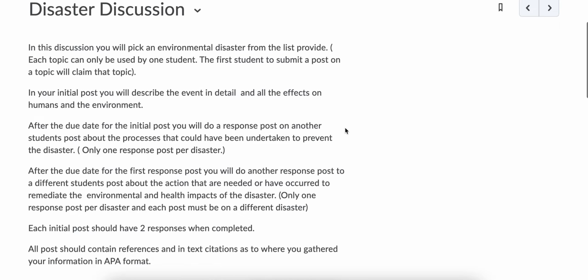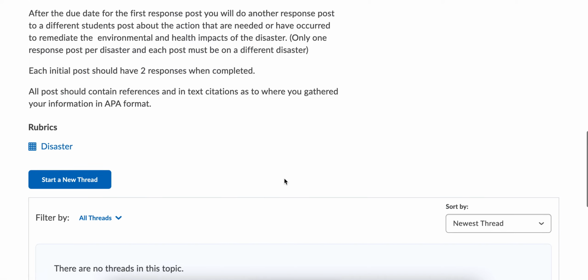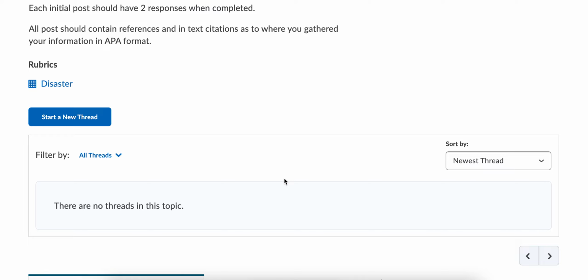So here's the discussion post. Again, you can post them as Word documents, or you can just put the text in. You also have access to the rubric here that you can click on and see how you're graded. If you have any questions, please let me know.